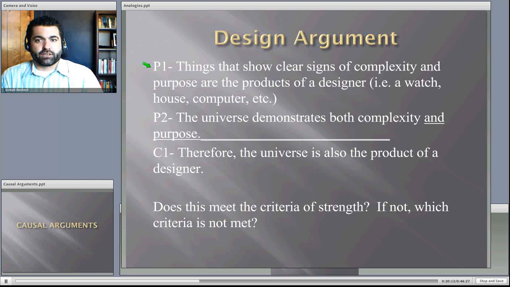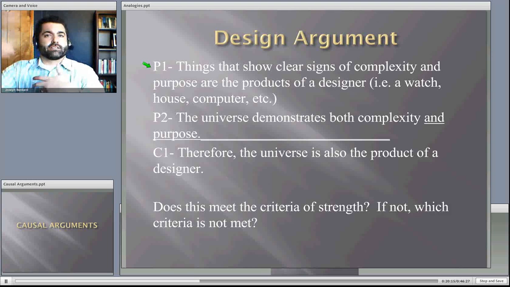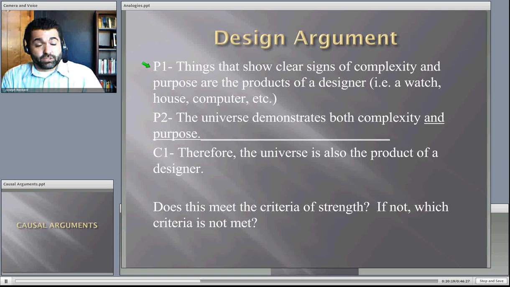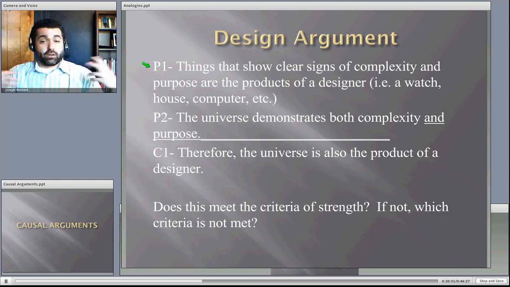Houses have designers, computers have designers. All these things show complexity and purpose, and they have to be designed. Premise 2, the universe demonstrates both complexity and purpose. The universe is very complex, from the very big down to the very small. Things serve a function, ecosystems serve a purpose. Each part of the human body has a specific purpose. I mean, everything seems to almost be in a delicate balance. All the laws of nature seem to be necessary and purposeful.